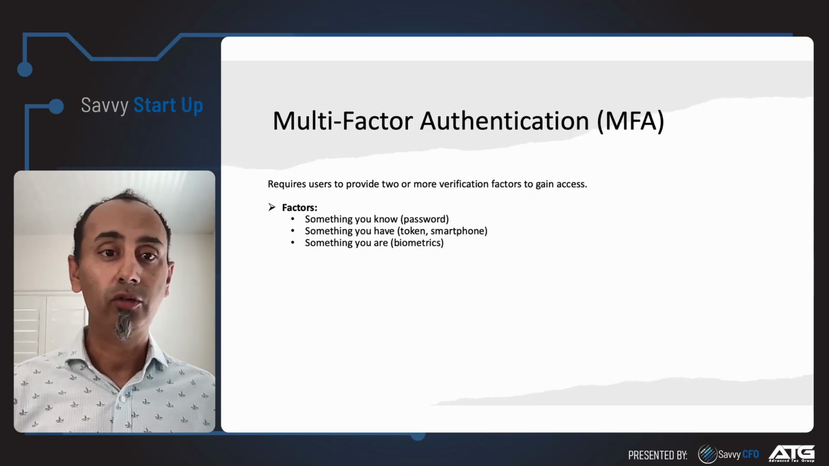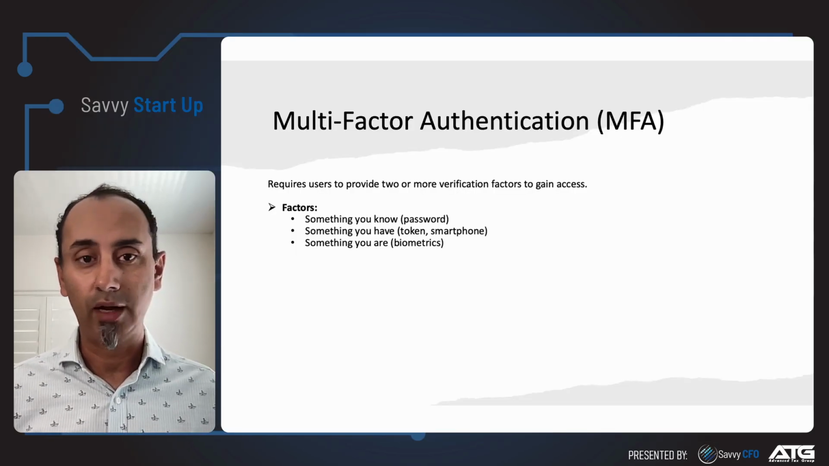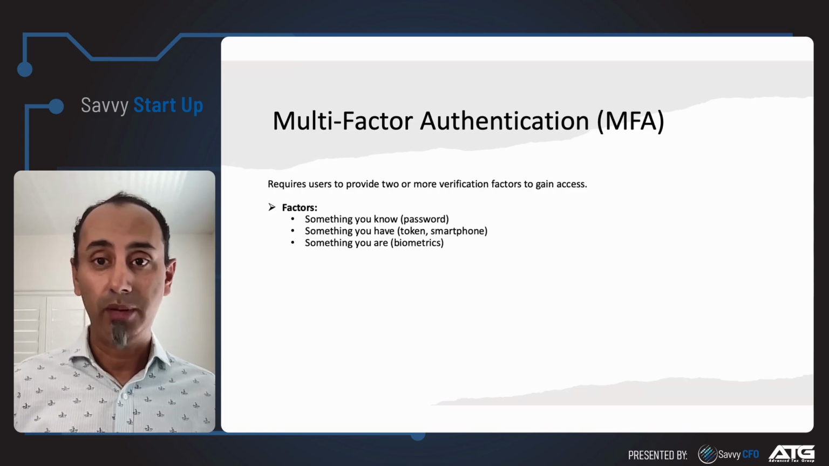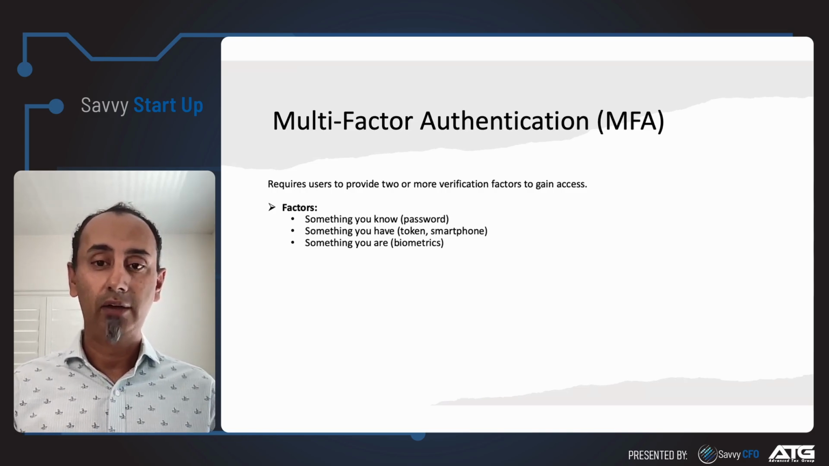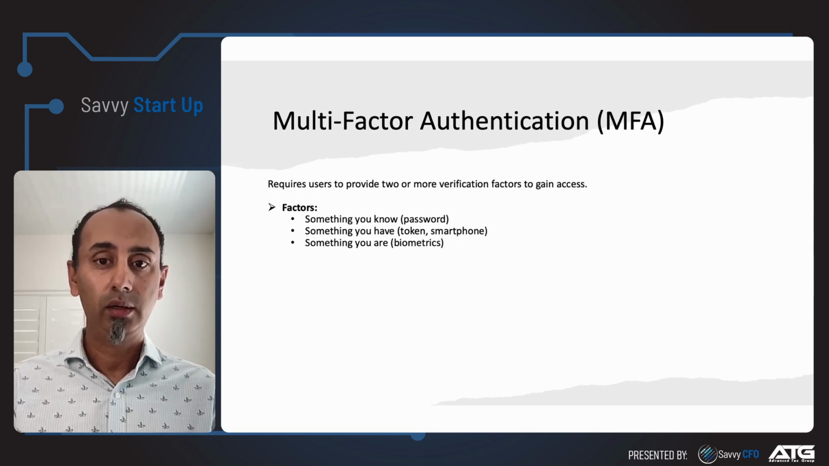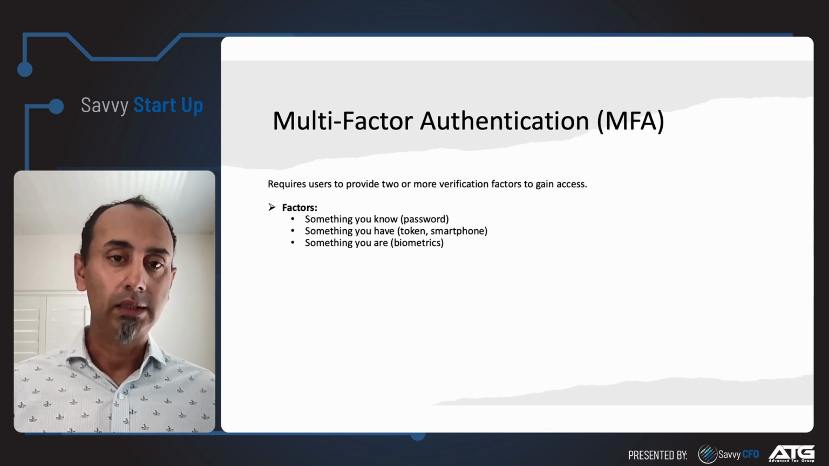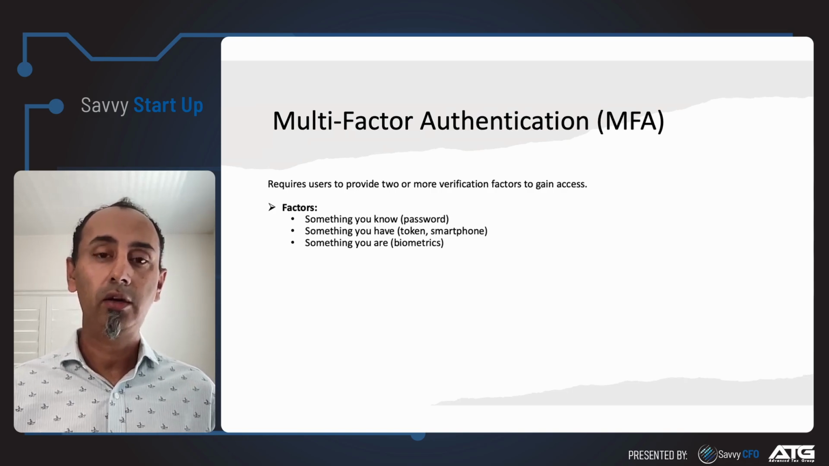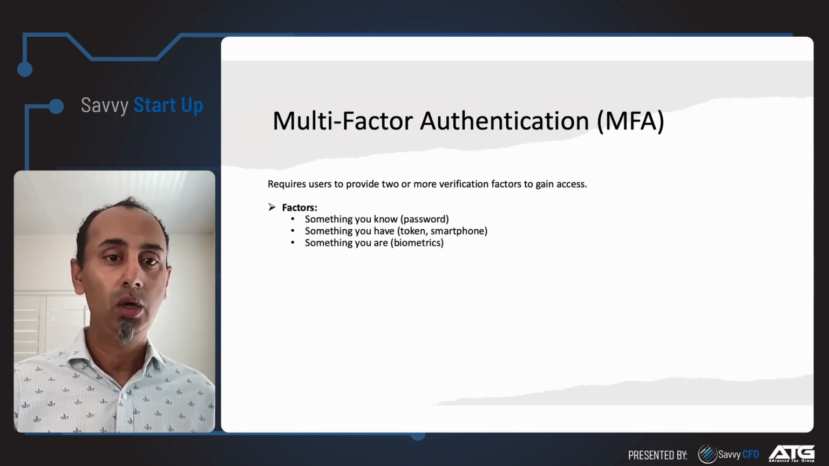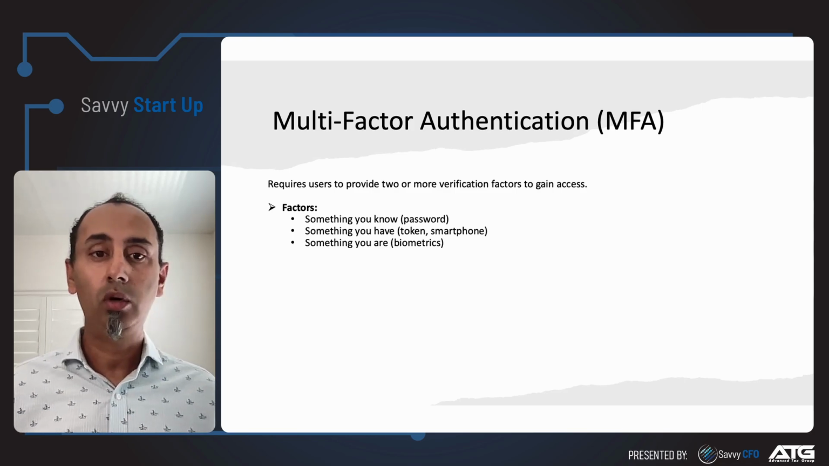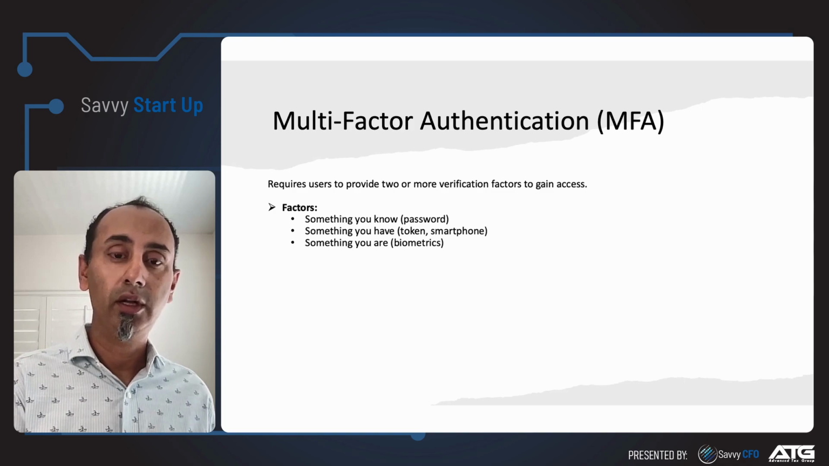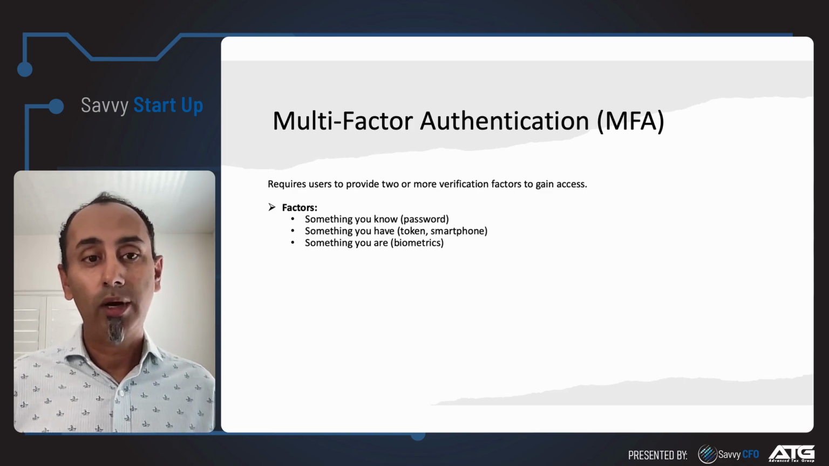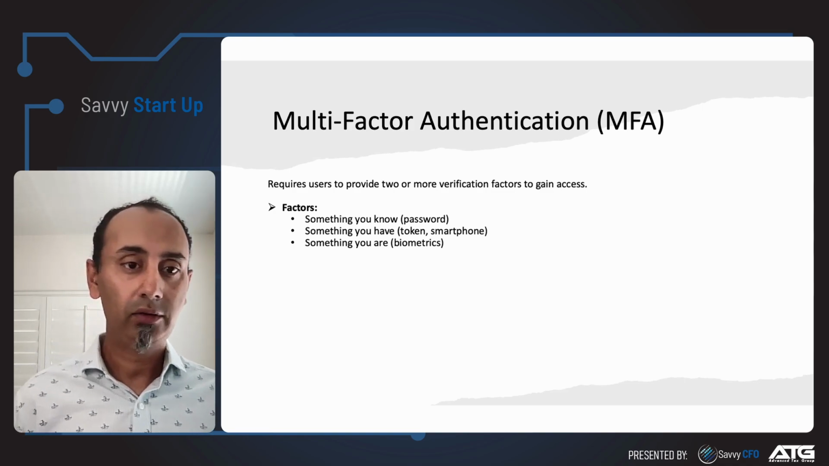What is multi-factor authentication? Well, it requires users to provide two or more verification factors to gain access. Basically, what that means is you're not just accessing the file because you have a link to it. The system, in this case Google, will send a secondary confirmation, whether to email or a text to your phone or otherwise, to basically say, are you really the person that's supposed to be accessing this?